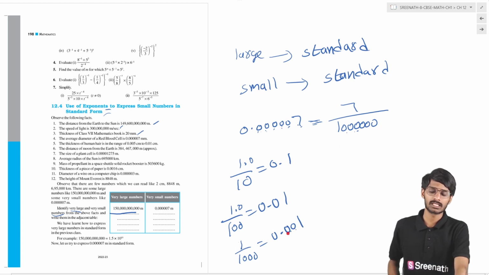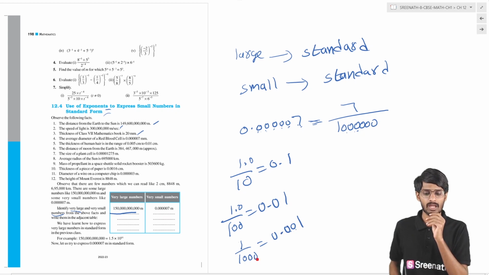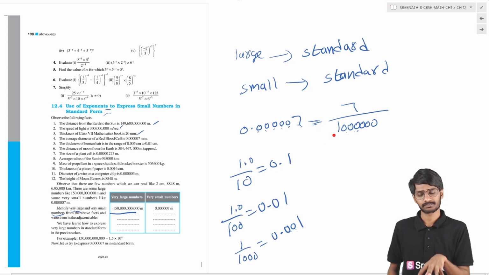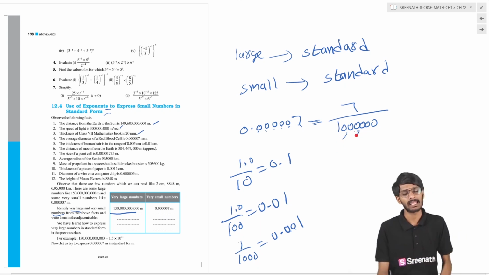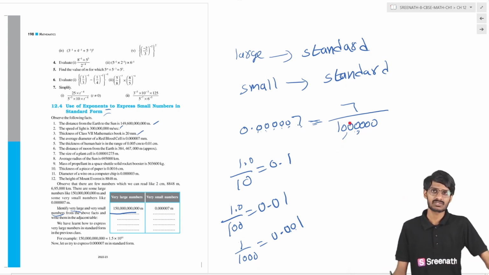Similarly here, 1 2 3, where is the dot? Before 3 digits, so we divide with 3 zeros. Here 2 digits, so 2 zeros. Only 1 digit, so 1 zero. Like that we can write 0.000007 as 7 by 10 lakhs, 10 lakh students.